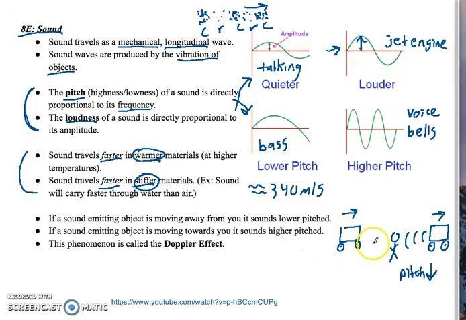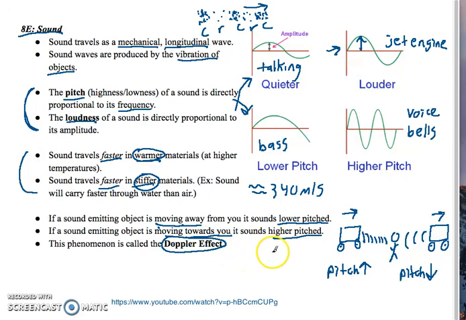And then if something's moving towards you, that thing's going to sound higher pitched. So if the car's moving towards you, the pitch you hear goes up. That's kind of a strange observation, but that's what happens with sound emitting objects: you're going to hear this kind of weird pitch shift. And this phenomenon is called the Doppler effect.